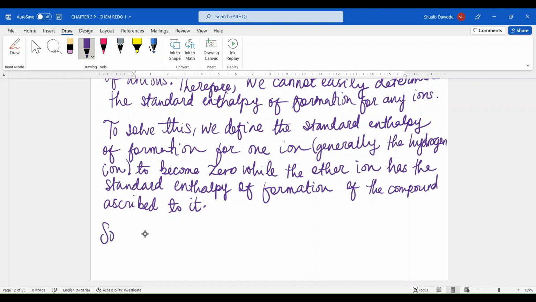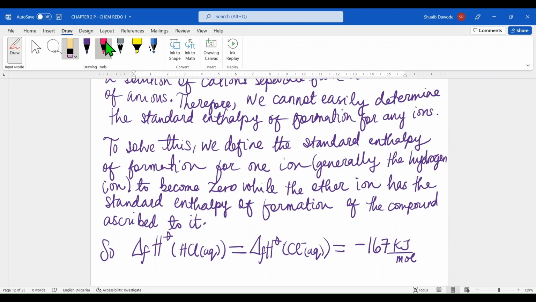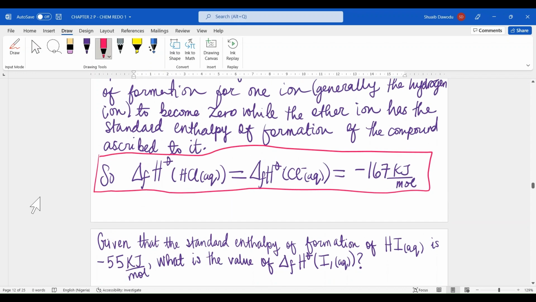Lastly, the change in standard enthalpy of formation for the compound HCl aqueous is going to equal the change in standard enthalpy of formation for chlorine ion aqueous, which is simply negative 167 kilojoule per mole. So this is the answer to this question. This is just a concept-based question to test whether you're studying and understanding the concept or not. I have done question B for this same question style in another video, so make sure you watch that video next. Everything you need is in the description box.